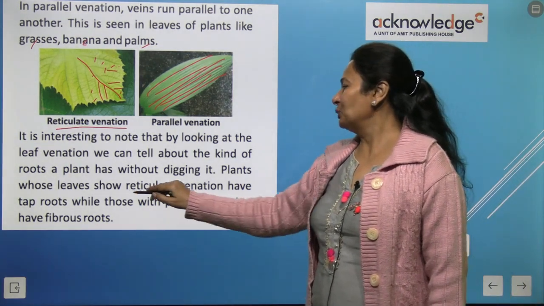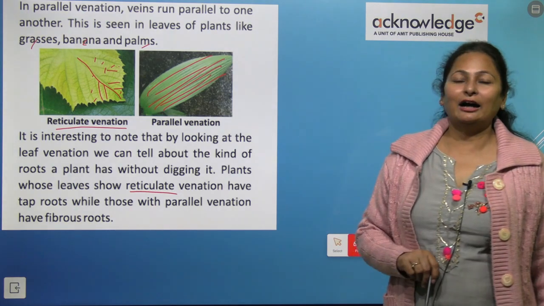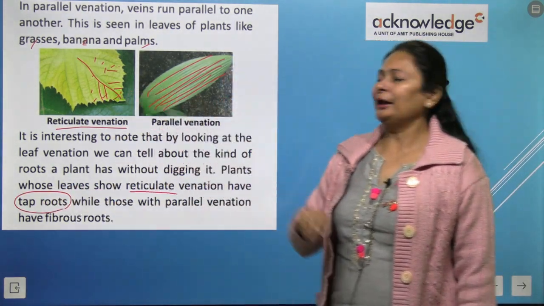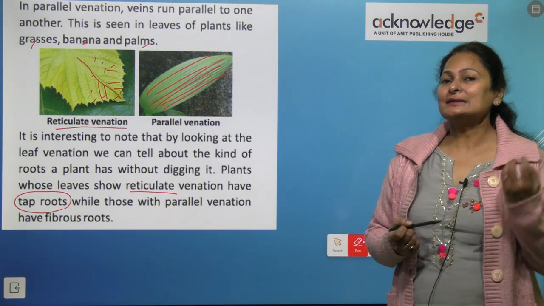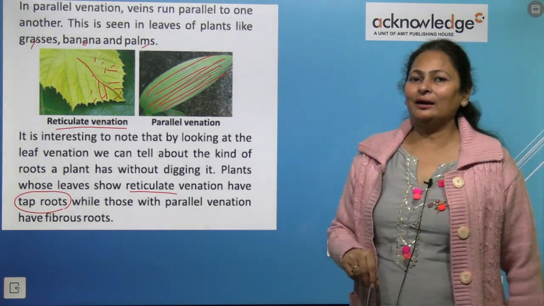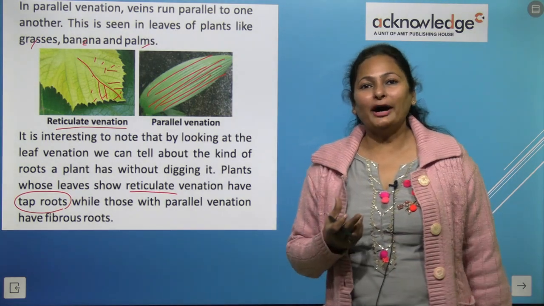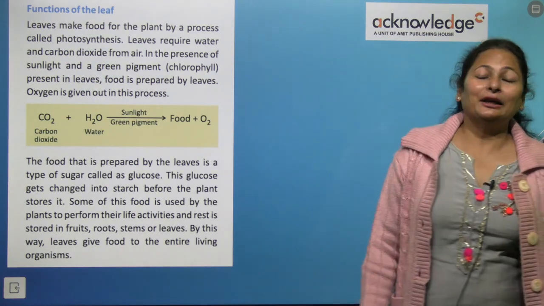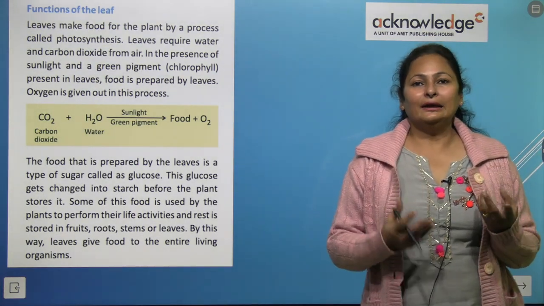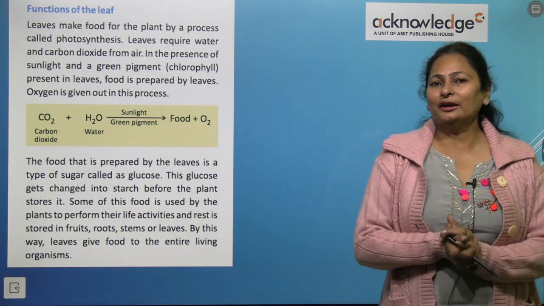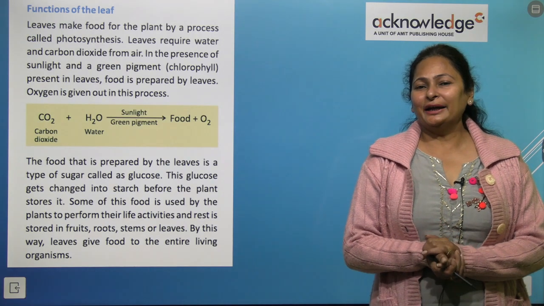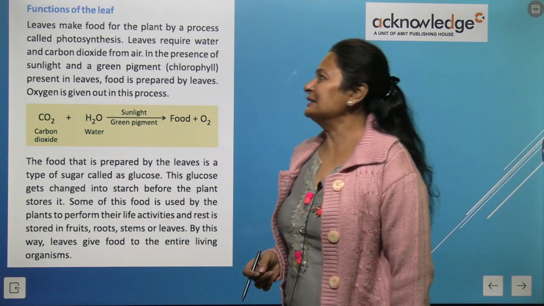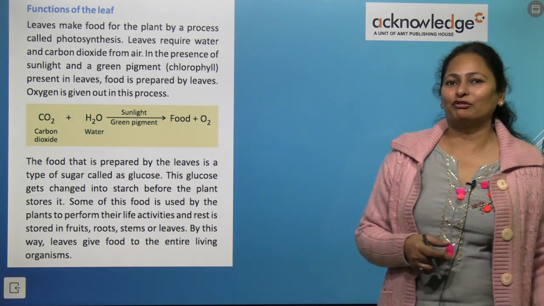Plants whose leaf shows reticulate venation have tap root, right? This type of venation has tap root and the parallel venation has fibrous root. So we can easily identify just by looking at the leaf of the plant. Are we all clear? Should we move ahead, kids? Very good, excellent. So let's see the functions of the leaf.